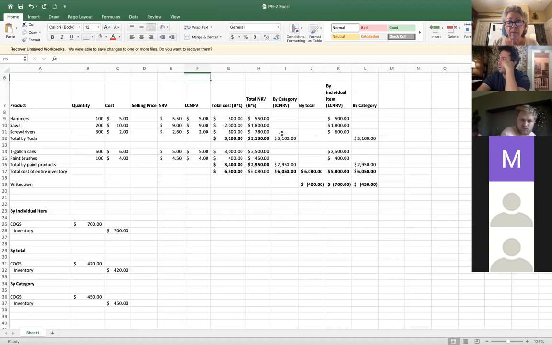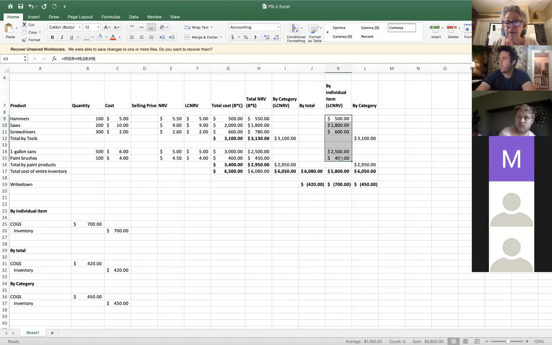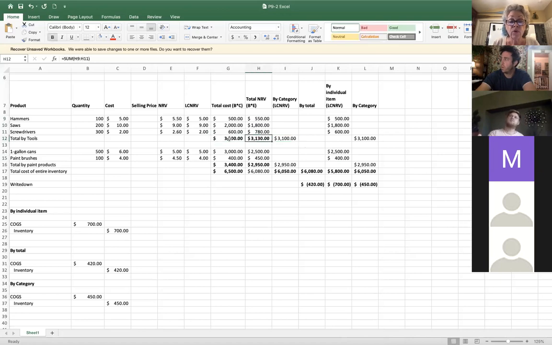So take a look. All I did was take my total cost, which is unit price times quantity, and total cost at NRV. In this column, I did it by individual product and summed it up. In this column, I did it based on the total of the category and picked the lower of the two. Then I summed it up, and I've got LCNRV by category, which is the same thing I have here.